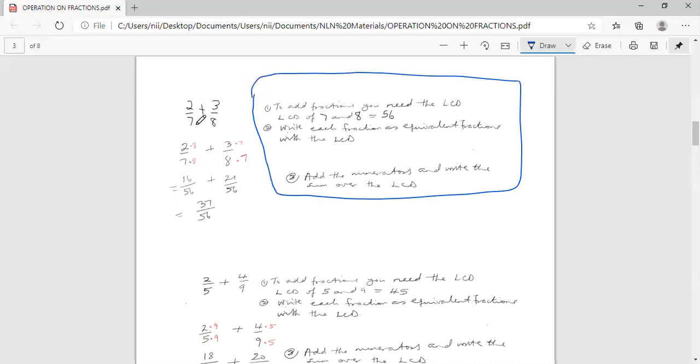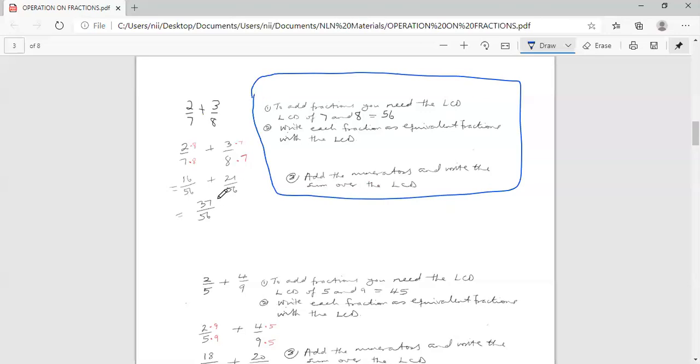Okay. So if the LCD is 56, use the factor tree to test yourself if you can get 56. So how can I write each of these with a denominator of 56? Let's begin with 2 over 7. It means I have to multiply the 7 by 8 to get 56. Whatever I do to the denominator, do the same to the numerator. So 2 times 8, so I have 16 over 56. 8 times 7 will give 56. So if I multiply this by 7, I have to multiply the numerator also by 7. So I have 21 over 56.